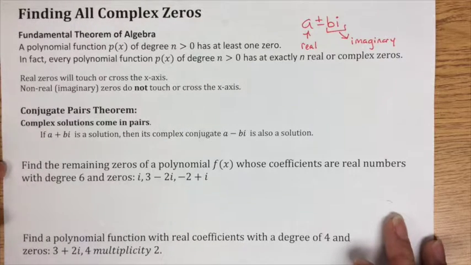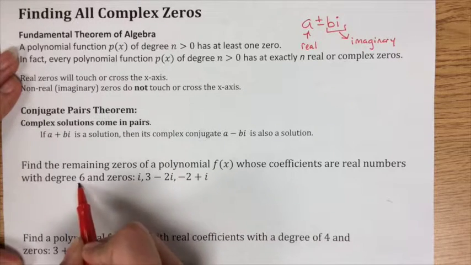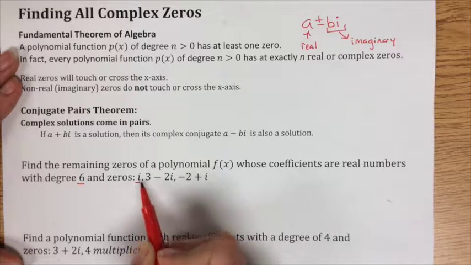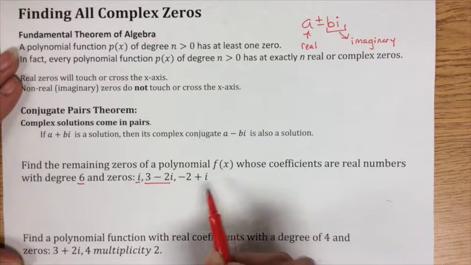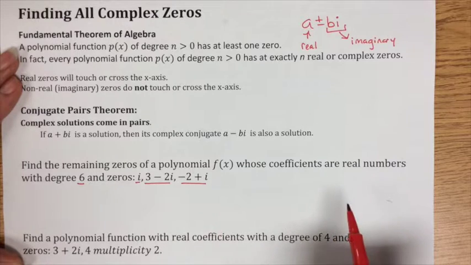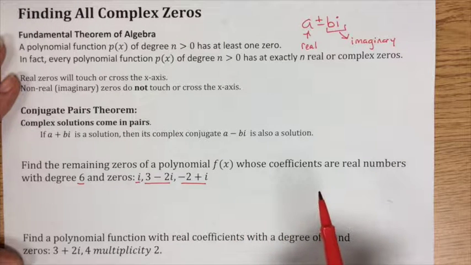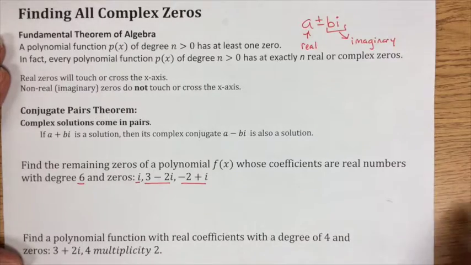Let's look at this first example I have right here. Find the remaining zeros of a polynomial f of x whose coefficients are real numbers with degree 6, so we're looking for 6 zeros, and the zeros are i, 3 minus 2i, and negative 2 plus i. Well, if we just use the conjugate pairs theorem, we will have all of our zeros. And let me show you why.